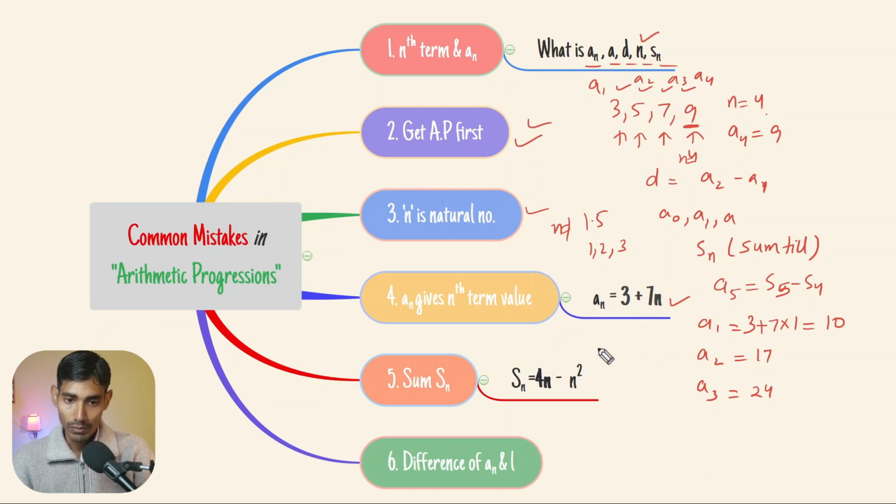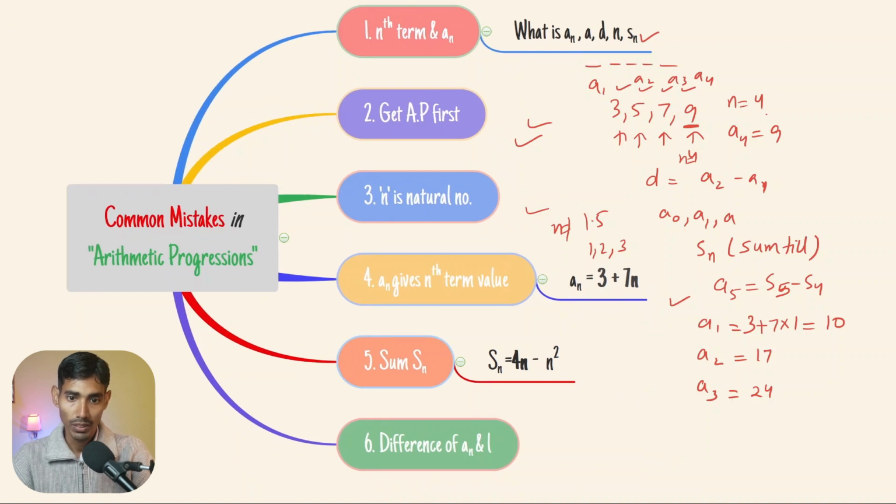So that was the fourth one. Fifth one is the sum Sn. Now if something like this is given, Sn is equal to 4n minus n square, this is similar to the fourth one we discussed. Just substitute the values and we'll get the values of S1, S2, S3.